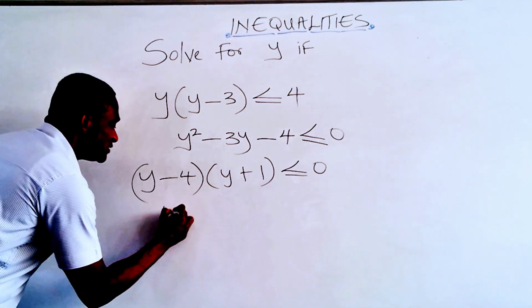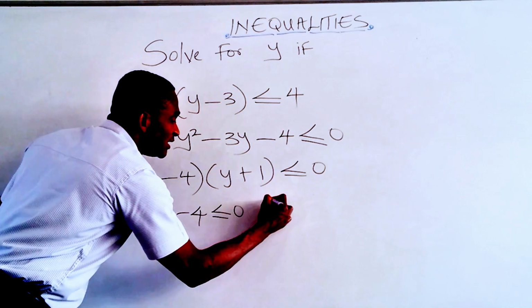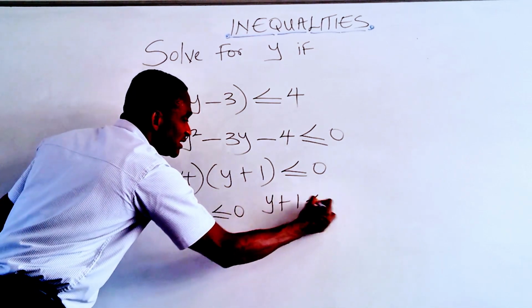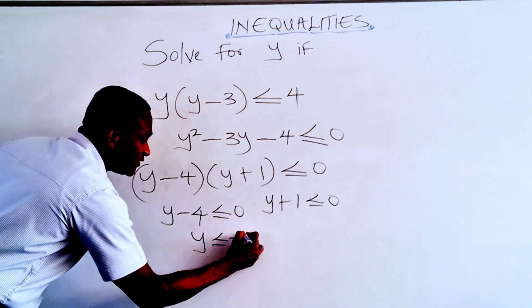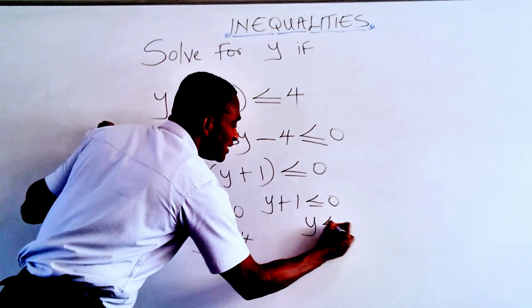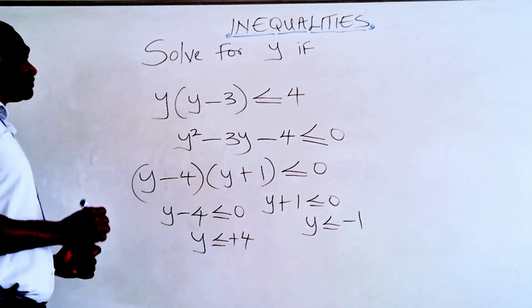Equating individual bracket to 0, I have y minus 4 is less than or equals to 0, and I have y plus 1 is less than or equals to 0. So y will be less than or equals to positive 4, and y will be less than or equals to negative 1.